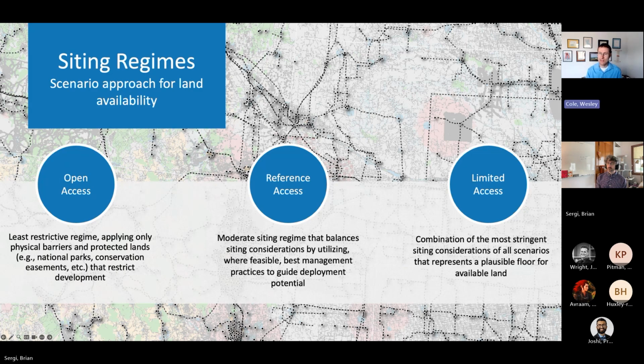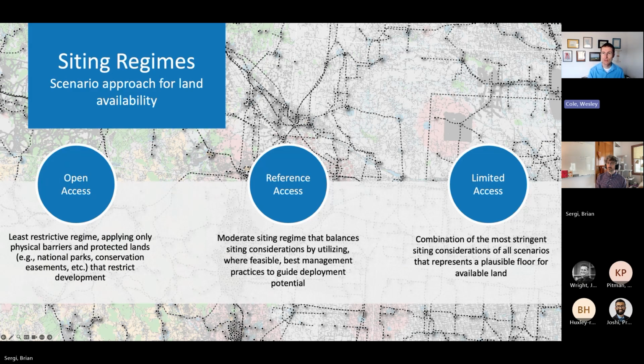Where the reference access, this one now looks at more typical practices for siting. So that means we're going to use best management practices, places where developers aren't developing. It might be technically feasible, but it's really challenging because of protected species in an area or something like that. We're going to take those off limits. And then the limited access regime is one where we're now applying more restrictions, and places where it looks like it could be challenging to develop, we'll just take them off the table in this one.